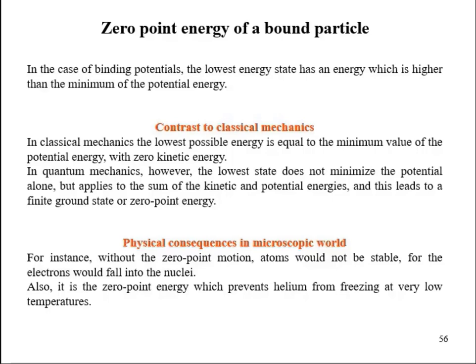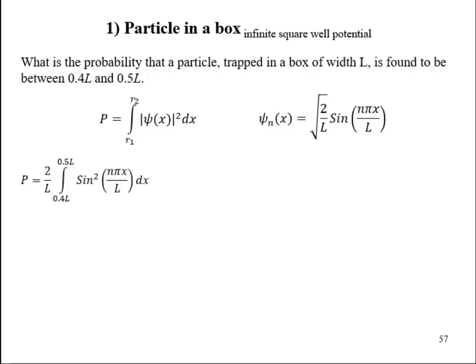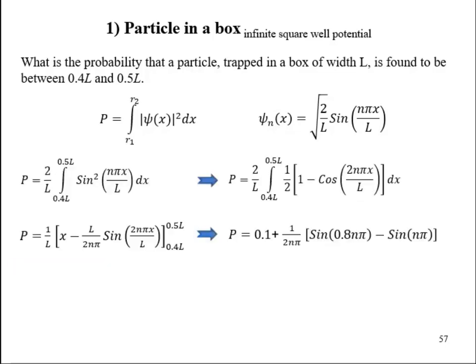Now, let us solve some problems. Let us find the probability of finding a particle. The particle is trapped in a box of width L. For this, the wave function has already been found. It is this. The probability can be computed by the formula this. So the probability can be calculated to be like this, or this.